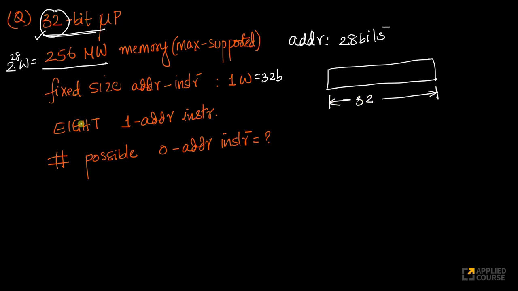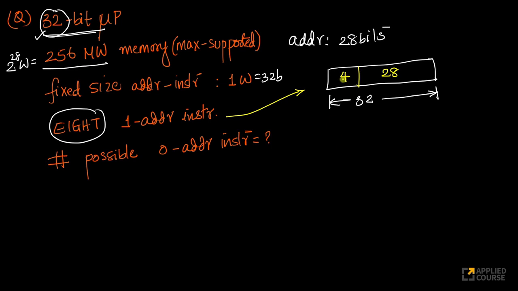It says this microprocessor has 8 one address instructions. So what is the structure of a one address instruction? A one address instruction will have the opcode and the address. The address itself is 28 bits. If this is 28 bits, I am left with 4 bits for my opcode as far as one address instructions are concerned.